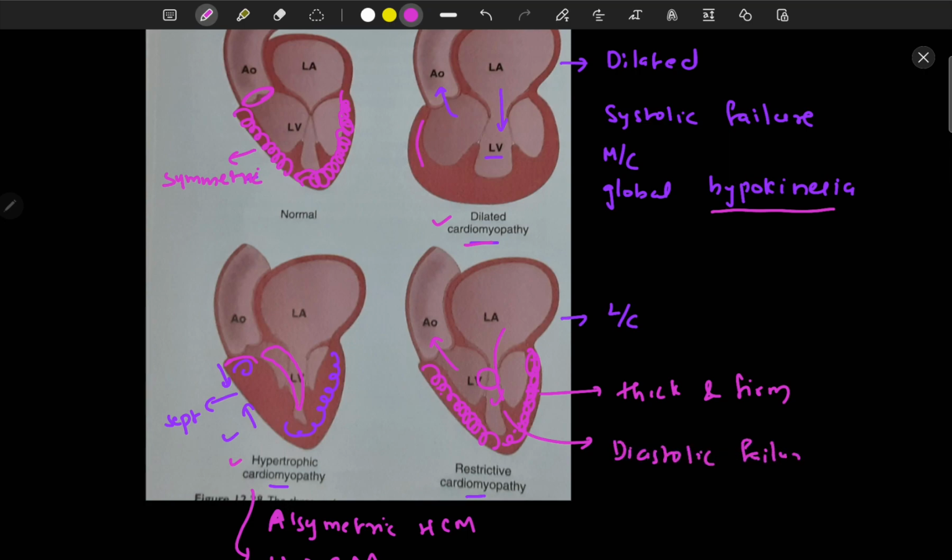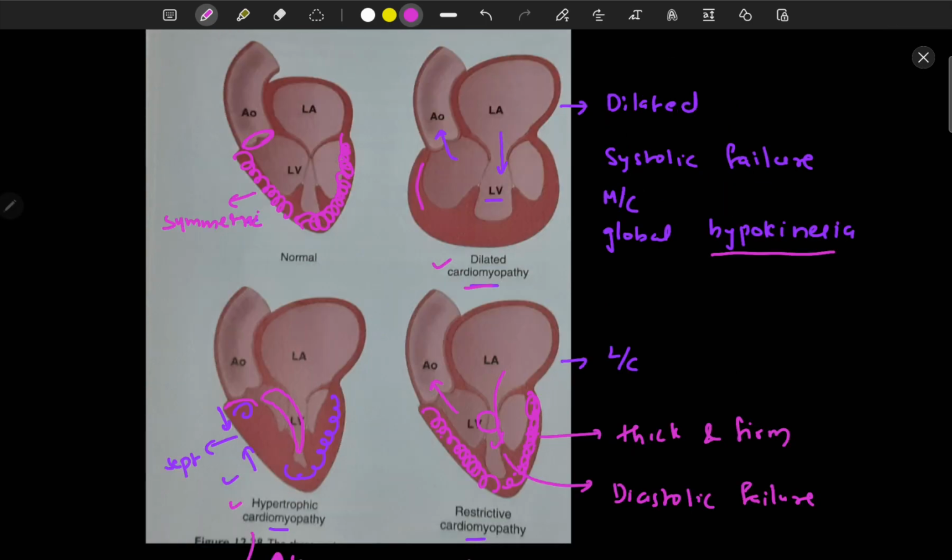Here there is actually a diastolic failure. This pathologic infiltration can be due to deposition in amyloidosis, or due to sarcoid granuloma, or it can be due to iron overload conditions such as hemochromatosis.